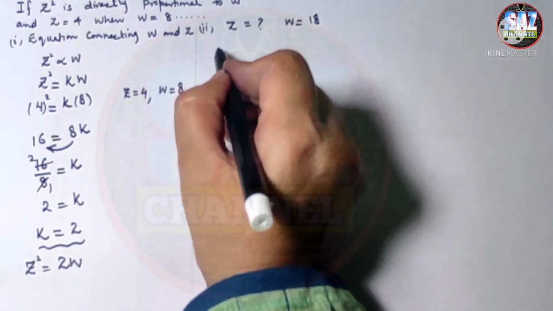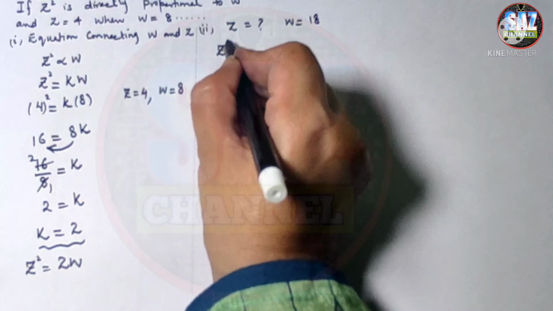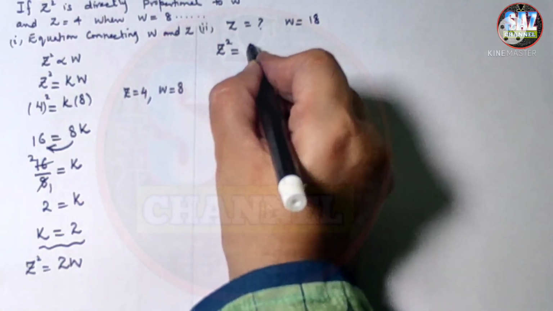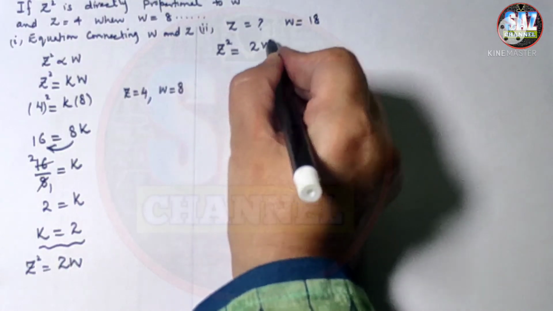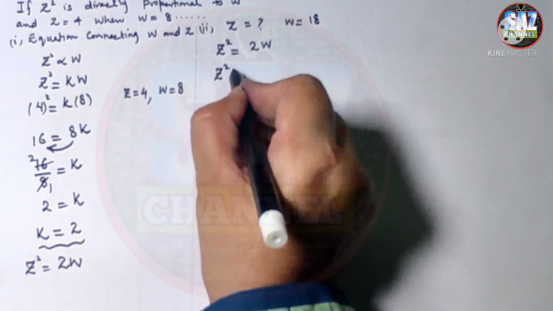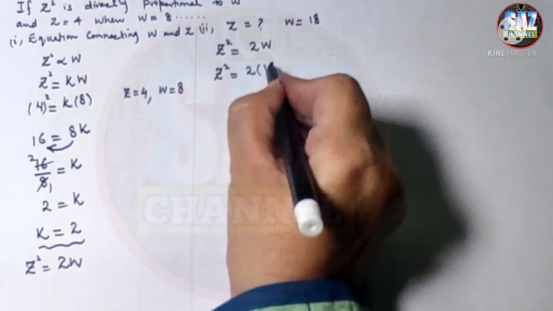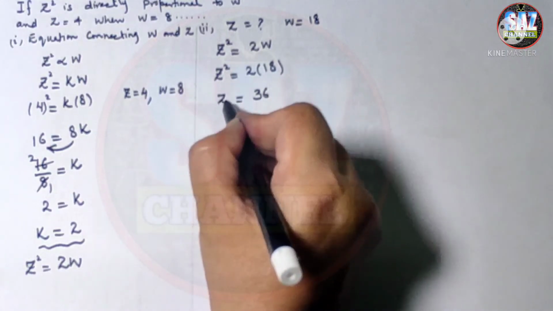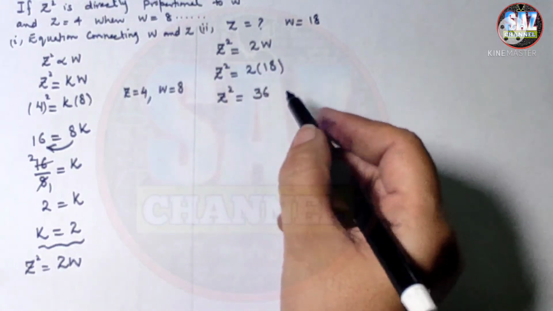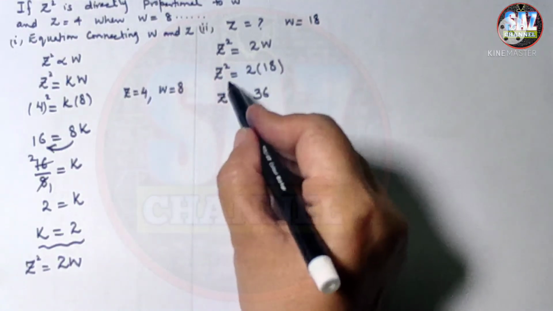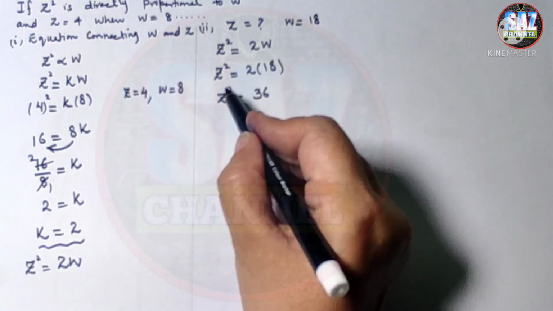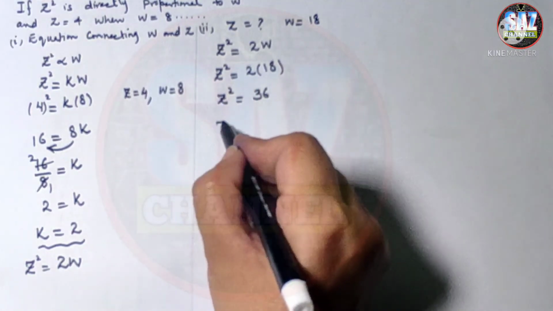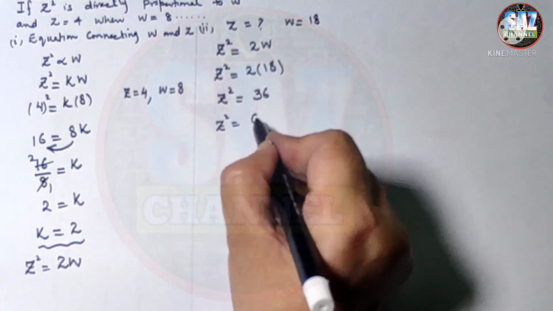Again, what we have to do is take the rule equation connecting z and w from the previous part, z square equals 2w. This is the relationship, and now z square will be equal to 2 times 18, which is equal to 36. Z square is 36 and we need to find the value of z. So we have to remove this part too. We have to think about 36, what is the number whose square is 36. Z square equals 6 square.